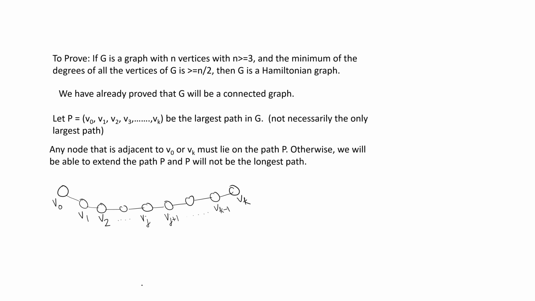Now what do we need to prove? We need to prove that it is a Hamiltonian graph. In other words, that there's a cycle. A Hamiltonian graph has a cycle that takes all the elements of the graph on it, and each node is visited only once.